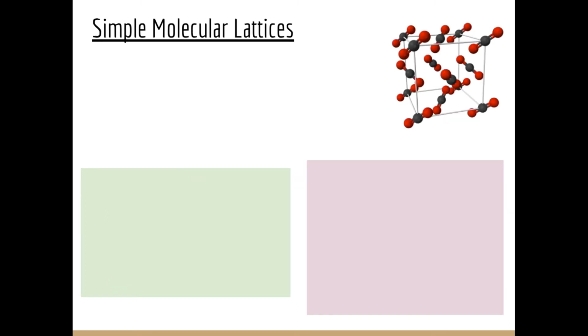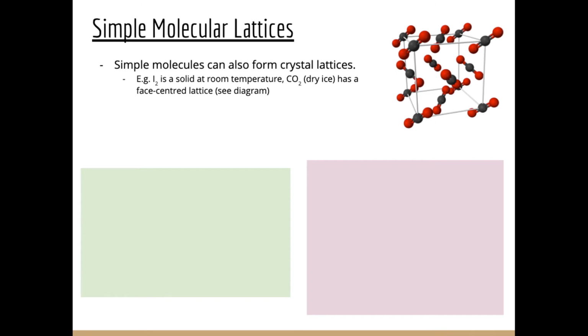Now on to our two types of molecular lattices. We're going to first look at simple molecular lattices. So simple molecules can also form crystal lattices. For example, iodine is a solid at room temperature. Carbon dioxide, dry ice, has a face-centered lattice that we can see over here. So the same thing that we saw before, it's only with molecules instead of ions or instead of metals.